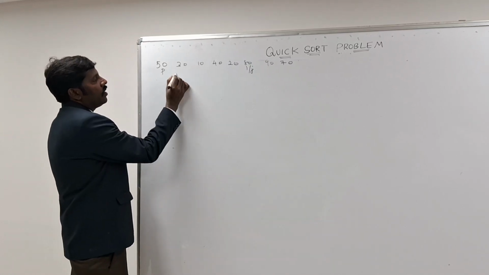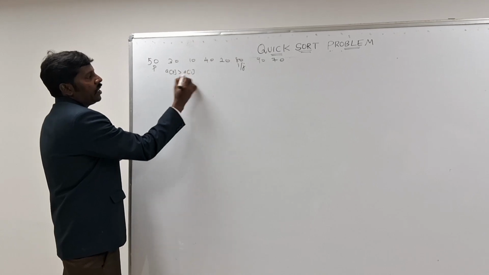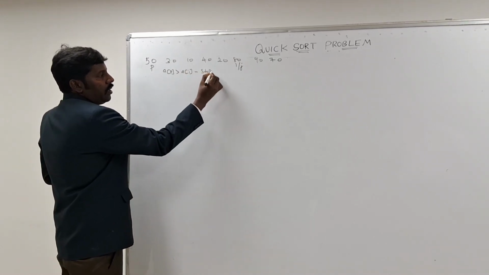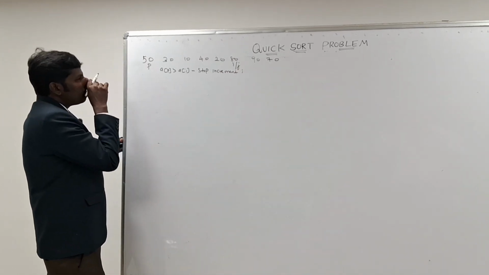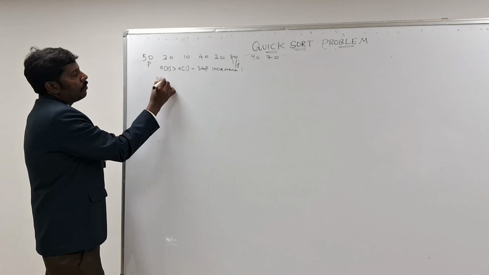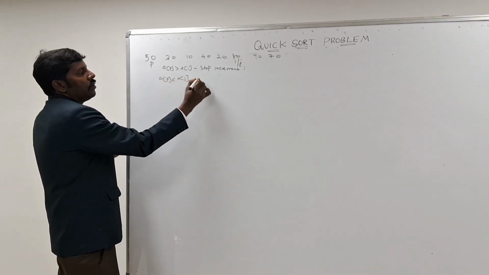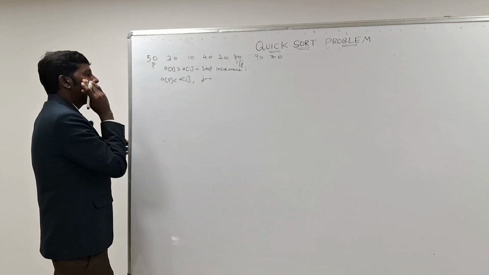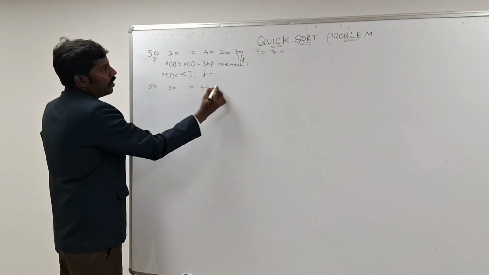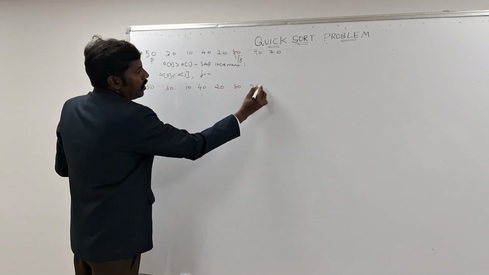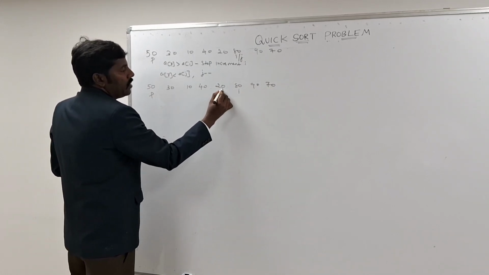So here check A of pivot and A of I, the condition is false, stop incrementing I. Then check condition 2, A of P less than A of J. This condition is true, so J decrements by 1. So 50, 30, 10, 40, 20, 80, 90, then 70: the pivot, then I value is 80, J value is 20.